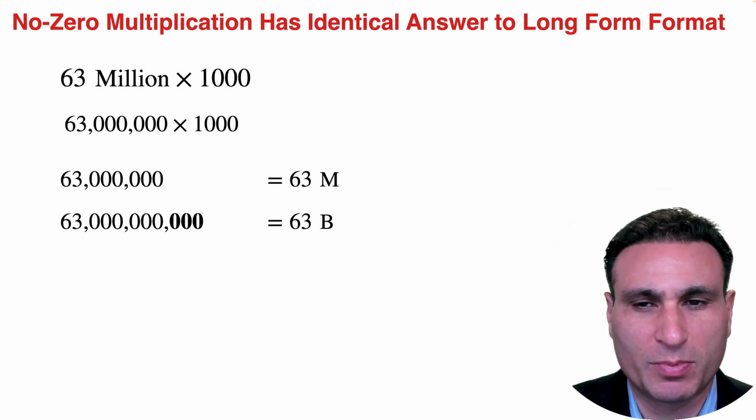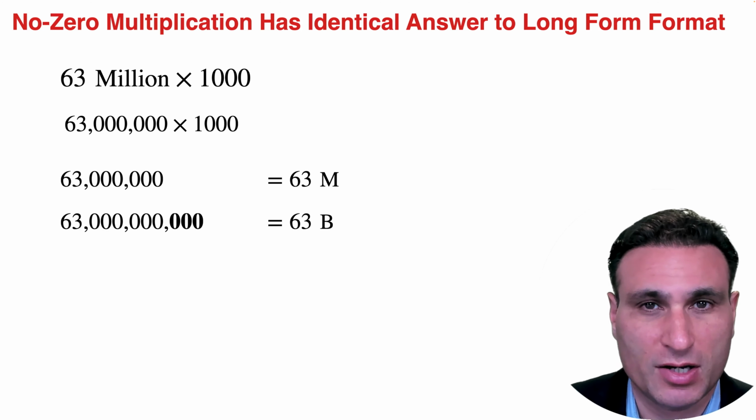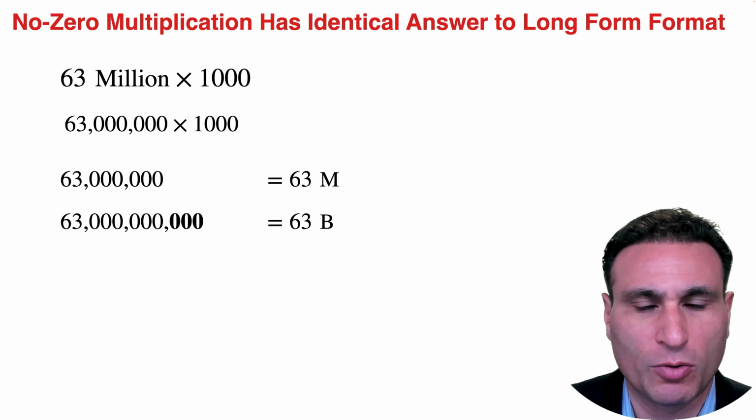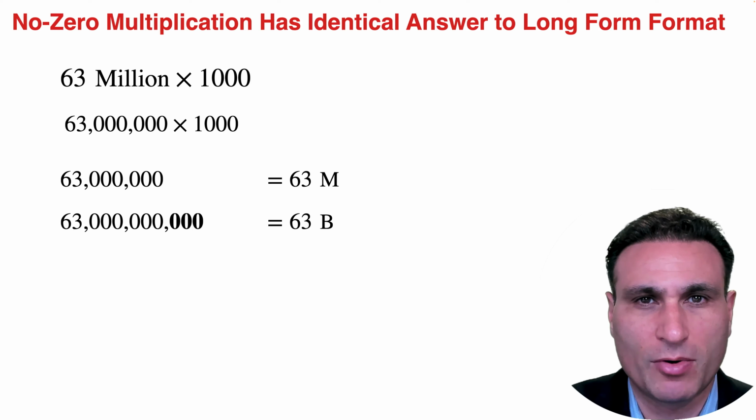And this occurs when you multiply any number by 1,000. The result will have the same numerical portion, with the unit of magnitude simply changed to the next larger unit of magnitude, which we call promoting the unit of magnitude. So to summarize, to multiply by 1,000, just promote the unit of magnitude to the next larger unit and keep the numerical portion the same.